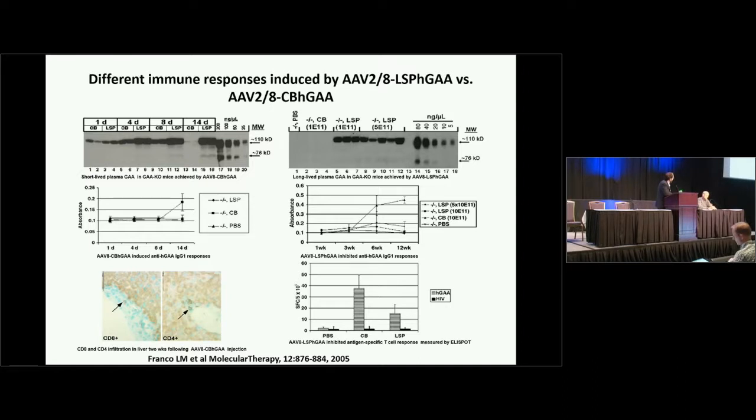Then we can see T-cell response, activated T-cells with the gamma interferon response in the ELISpot that's significant only for the CB-containing vector. This also correlated with CD8 positive, CD4 positive cells in the liver.